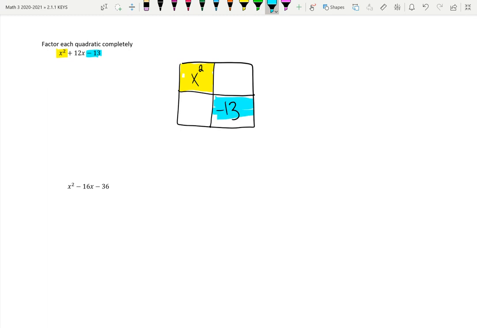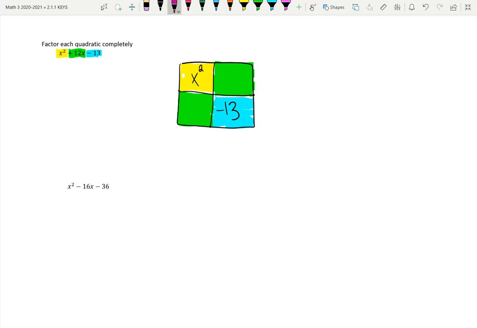Now you might be asking yourself, where do you put the 12x? Well, this is where the puzzle comes in. 12x is going to come from a combination. It's going to come from this area created from multiplying, and then this area from interactions that I'm about to describe. So the first thing you have to ask yourself is, this is x squared.